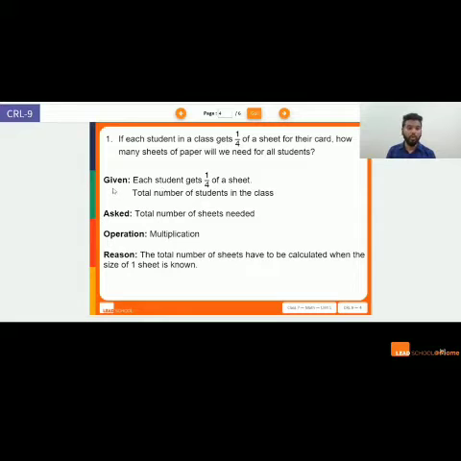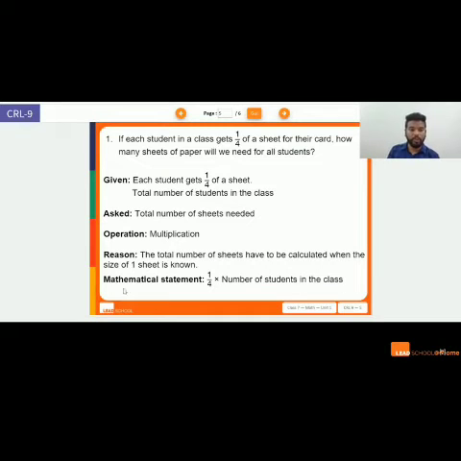So I know what is given, the data. Next step, I'll find out what is being asked, correct? How many papers we need. What operation am I going to use? I'm going to use multiplication because multiplication is repeated addition. If I want to do it for all students, I'm doing it again and again. So I would choose multiplication as my operation. The total number of sheets has to be calculated when the size of one sheet is known. Correct? I know the size of one sheet, so I can calculate other sheets accordingly.